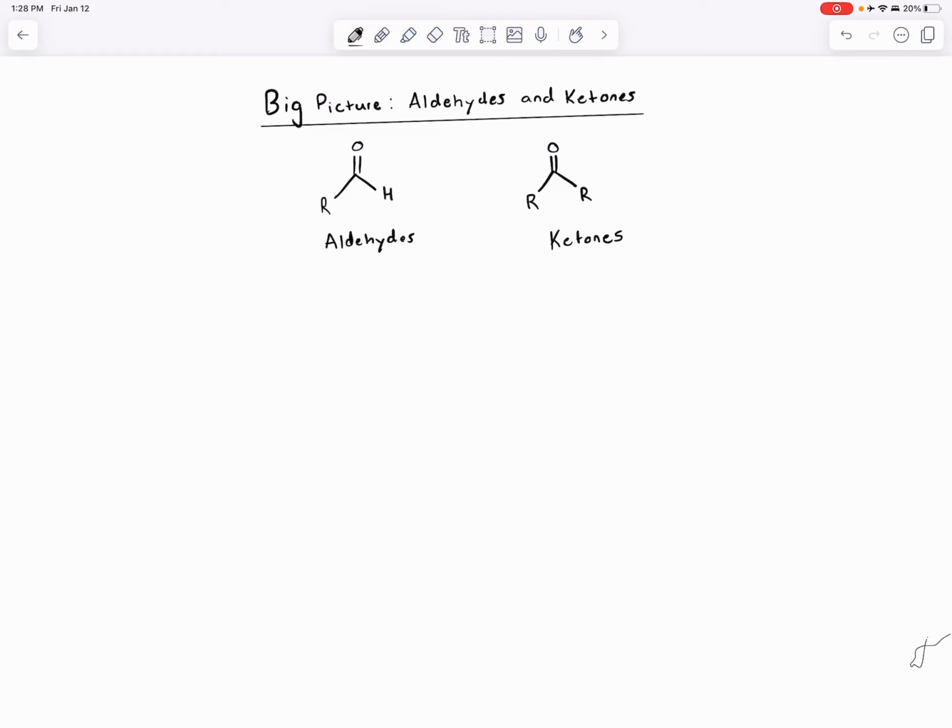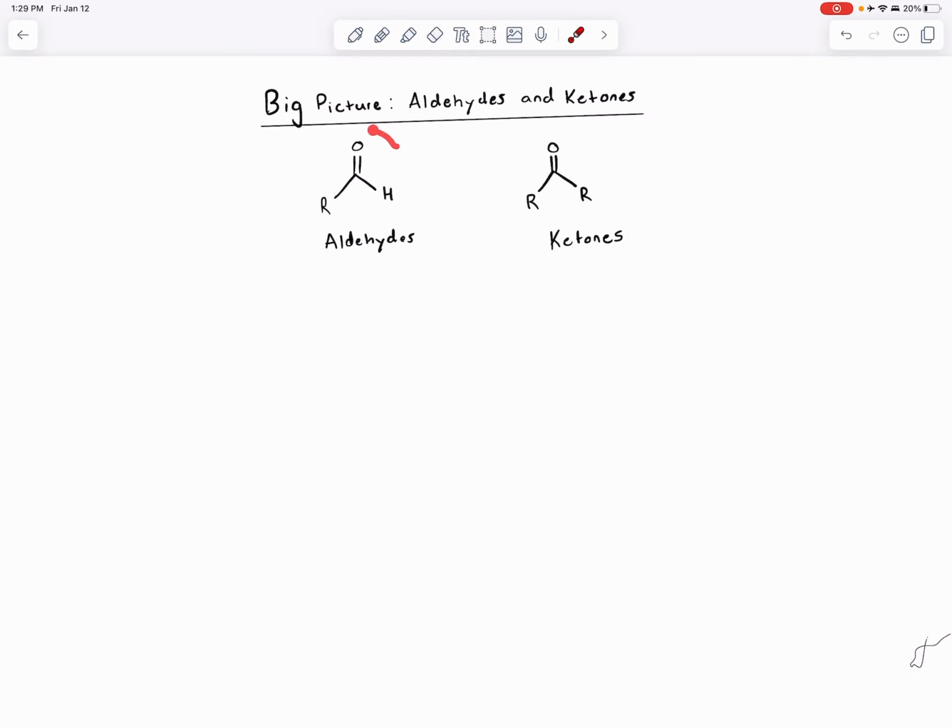Welcome everyone to the Aldehydes and Ketones unit. We are going to go through what I think are the three big picture things about aldehydes and ketones that you need to keep in mind as you are venturing through all of this material. But first off, we have the structures here in front of you.